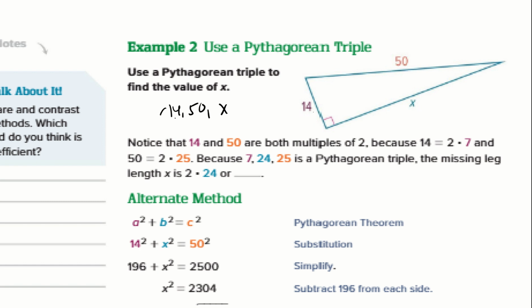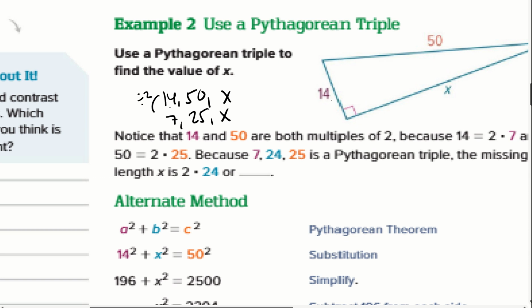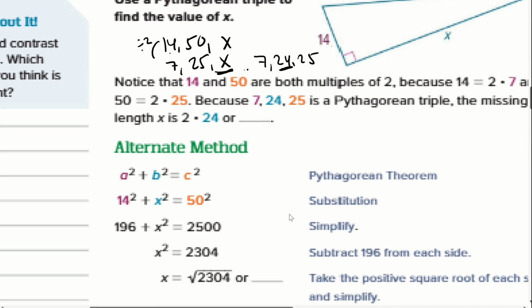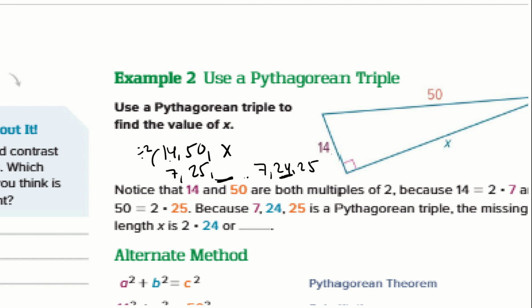Notice that if I divide this by 2, I get 7, 25, and x. Okay, well then what does that have to be then? If the Pythagorean triple is 7, 24, and 25, well that means x has to be 24, right? That makes sense. Hopefully that makes sense. So then this question mark has to be 24, but then we have to double it because remember all of these numbers are doubled. So we got 24 times 2 is 48.